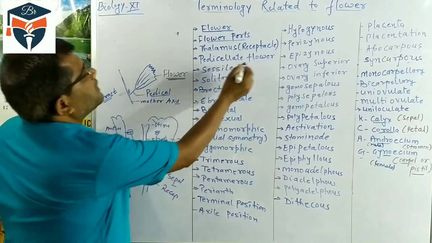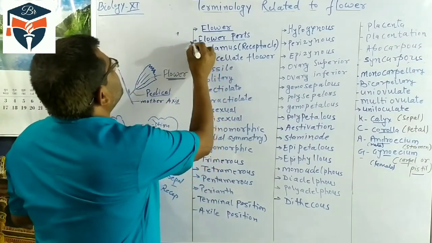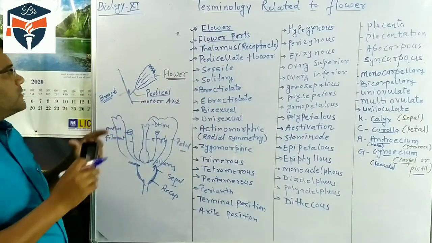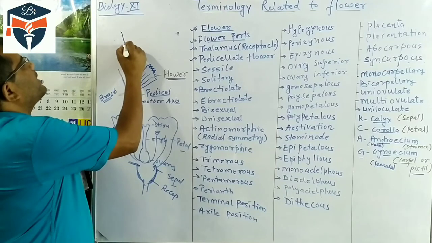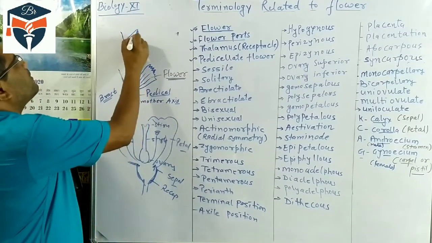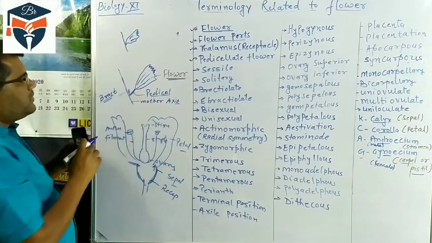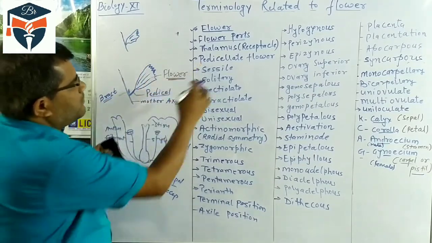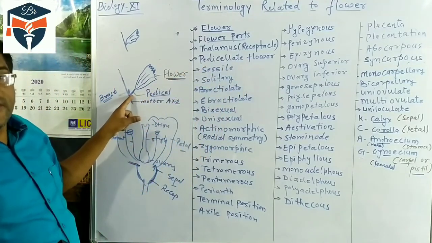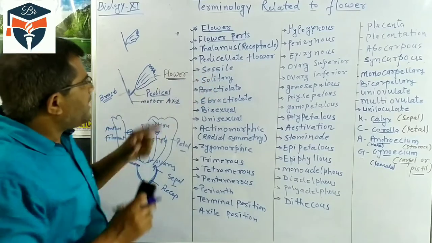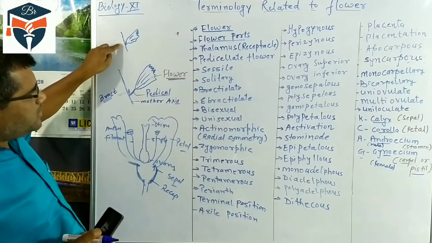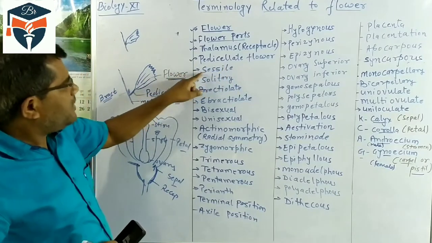Second is the pedicellate flower. What is a pedicellate flower? If the pedicel is present. In some flowers, the flowers come directly from the branch. A flower that has a pedicel, a stalk-like structure, is called a pedicellate flower. If the flower does not have a pedicel, it is called a sessile flower.